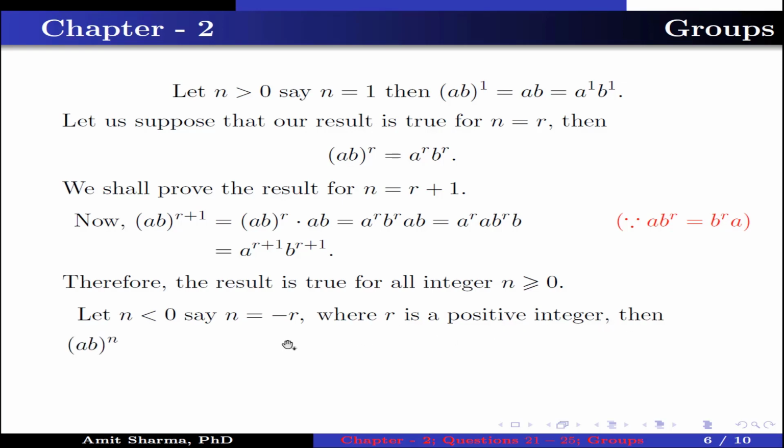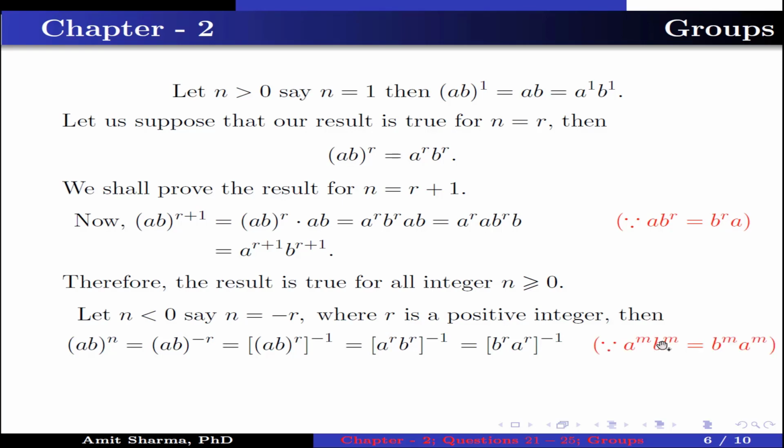Then (ab)^n = (ab)^(-r), which is further written as ((ab)^r)^(-1), which is equal to (a^r b^r)^(-1). Why is it so? Because of the induction step. Which is further written as (b^r a^r)^(-1). Why is it so?